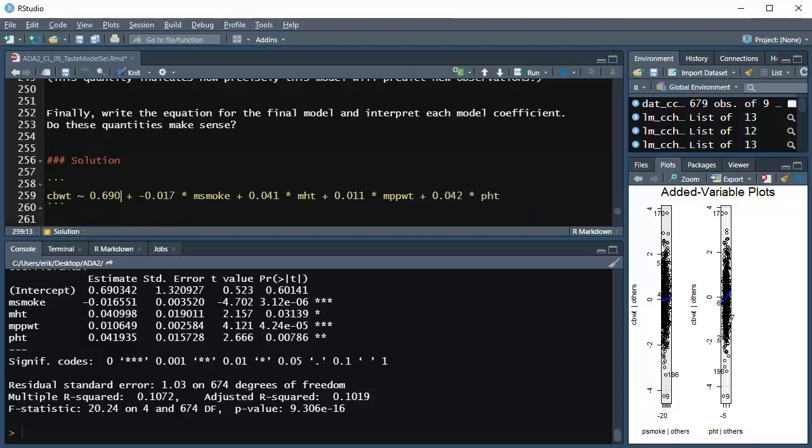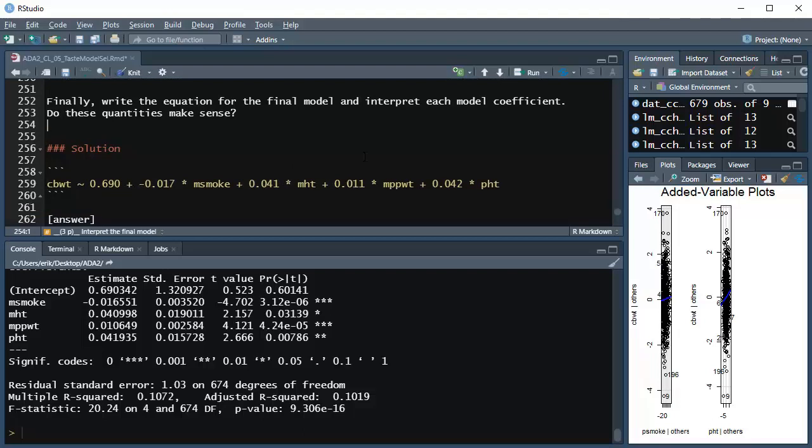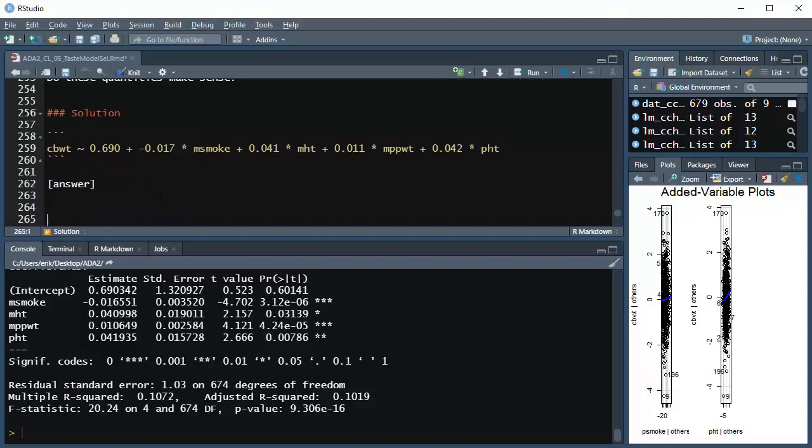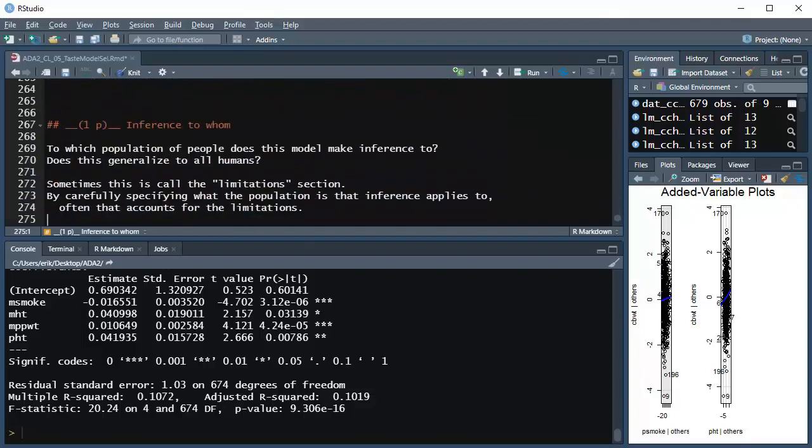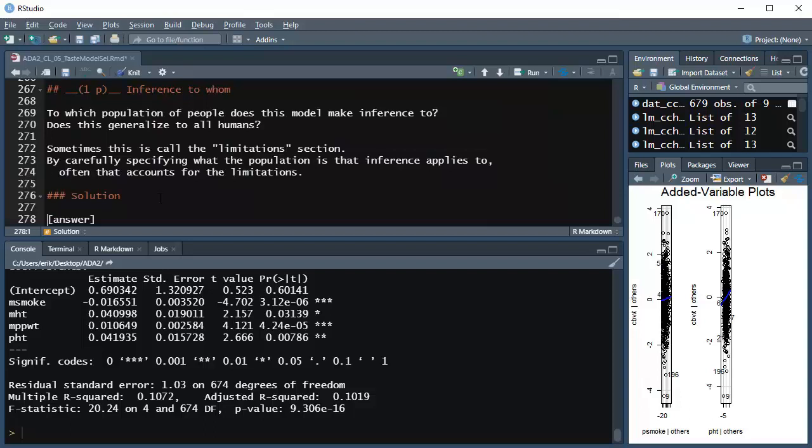Okay, and then interpret each of these model coefficients as well. And do they make sense? We've already sort of discussed this. We have a negative slope for smoking and positive for the other ones. That corresponds with things that make sense to me. And then inference to whom?